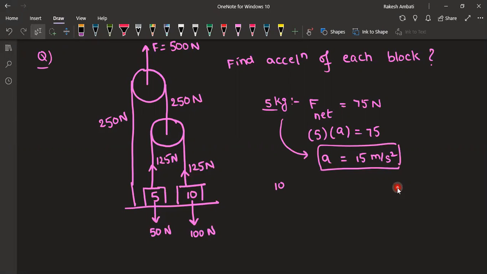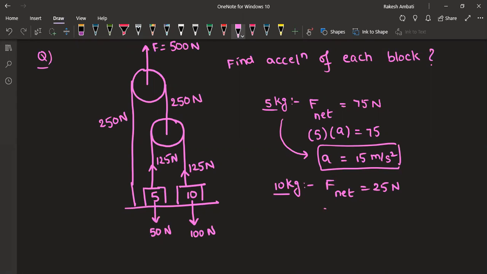In the same way, next we are taking the 10 kg block. We have to find the resultant force acting on the 10 kg block. In one direction, the lifting force is 125 Newton, and in the opposite direction 100 Newtons. Therefore, the resultant force acting on the 10 kg block is 25 Newton.